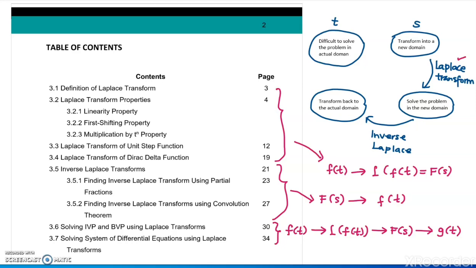All right. So next we are going to see the definition of the Laplace transform.